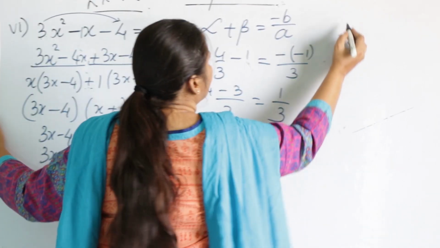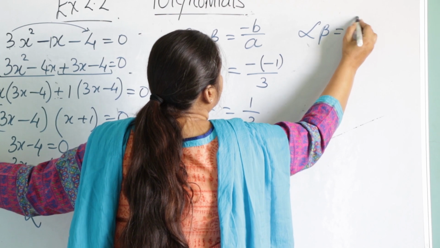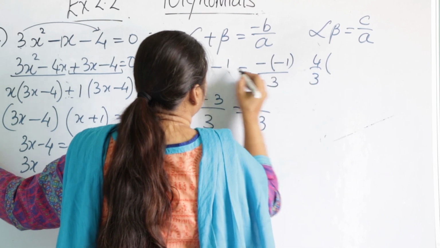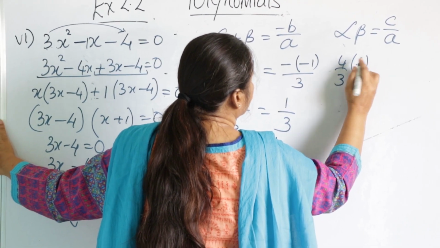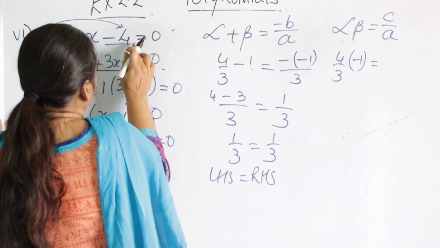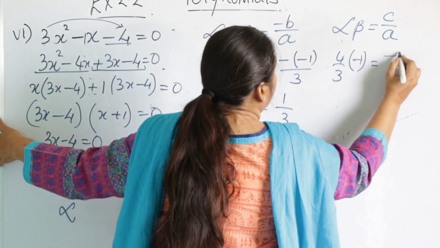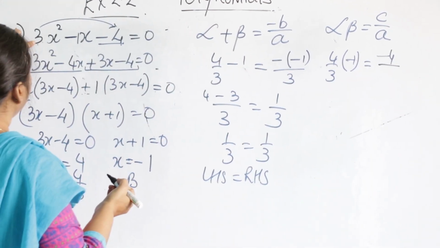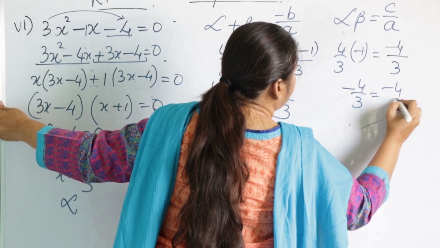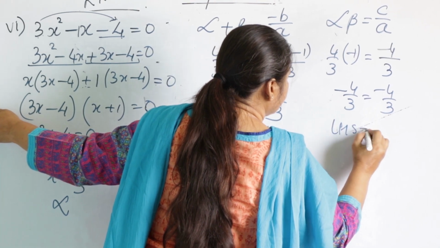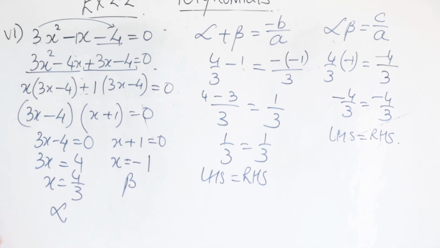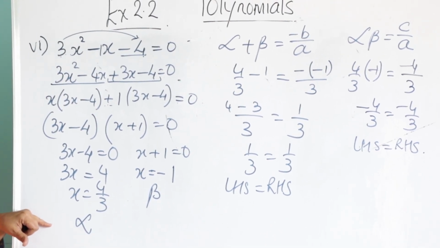Now let's verify the product of the zeros, which is c by a. What is alpha? 4 by 3. What is beta? Minus 1. What is c here? Minus 4. Can you see? Minus 4. What is a? 3. Minus 4 by 3. LHS is equal to RHS. Hence, we finished the 6th problem of first main.